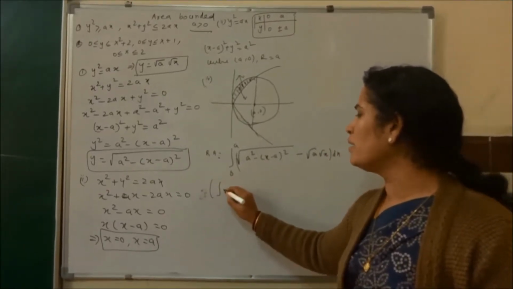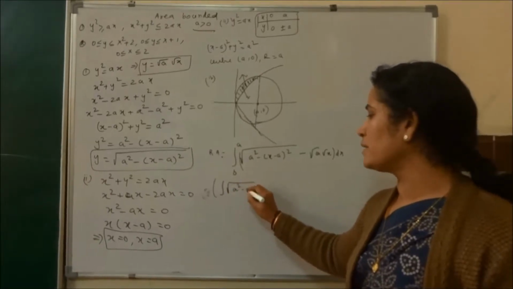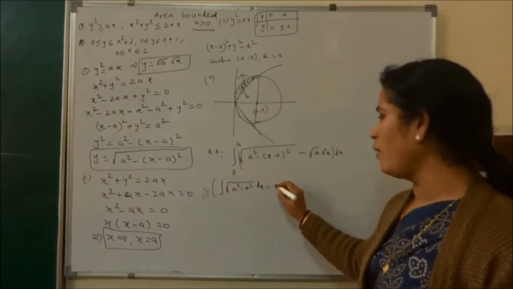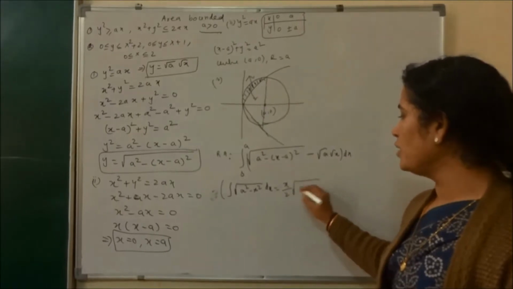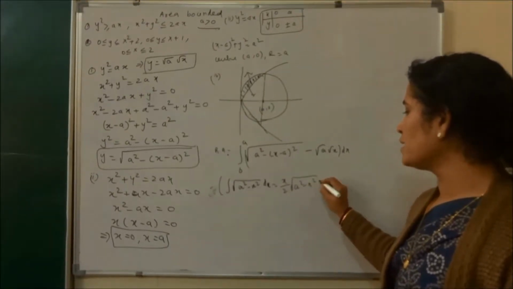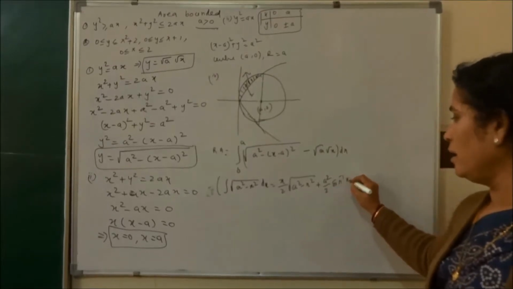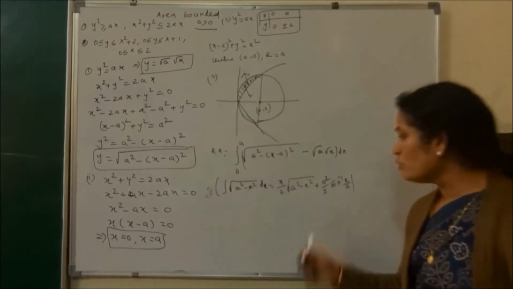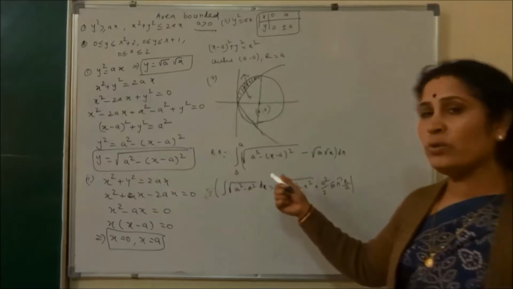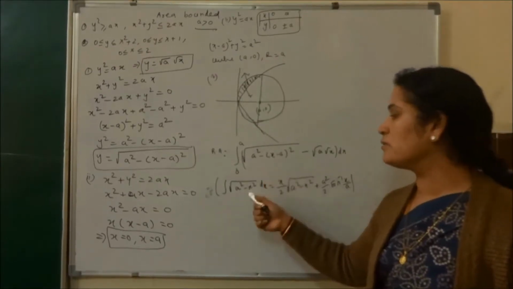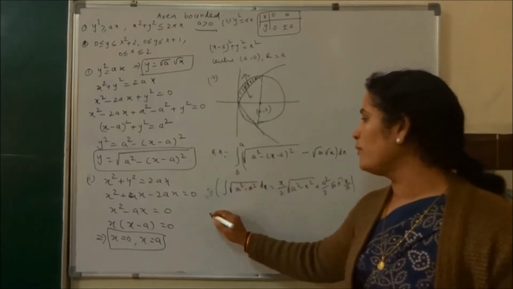Which formula? Integral of under root of a square minus x square. Only one formula you have to remember. So what is the formula? Integral of under root of a square minus x square is x by 2 under root of a square minus x square plus a square by 2 sin inverse x by a. Am I correct? This is the formula. So you should learn this formula. Throughout the area bounded, we will use only this formula. Rest is simple formula we are using.